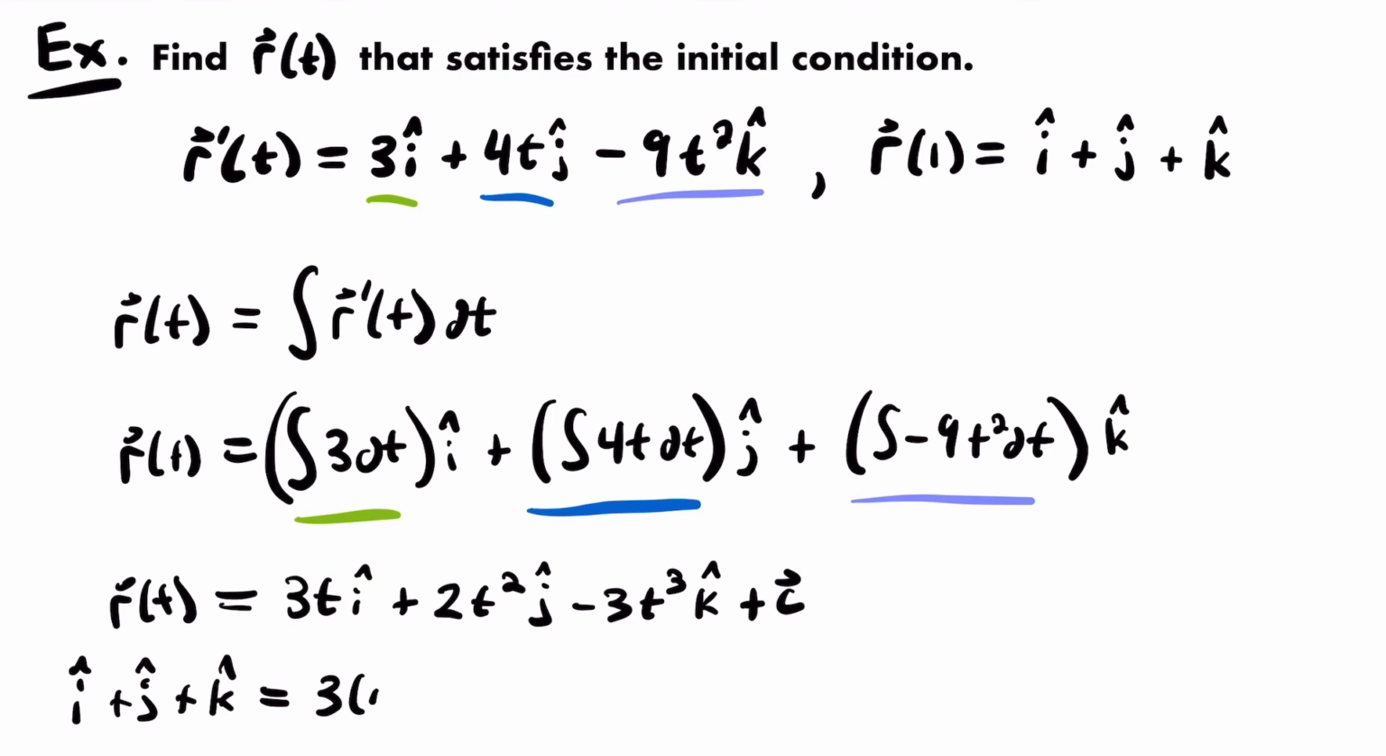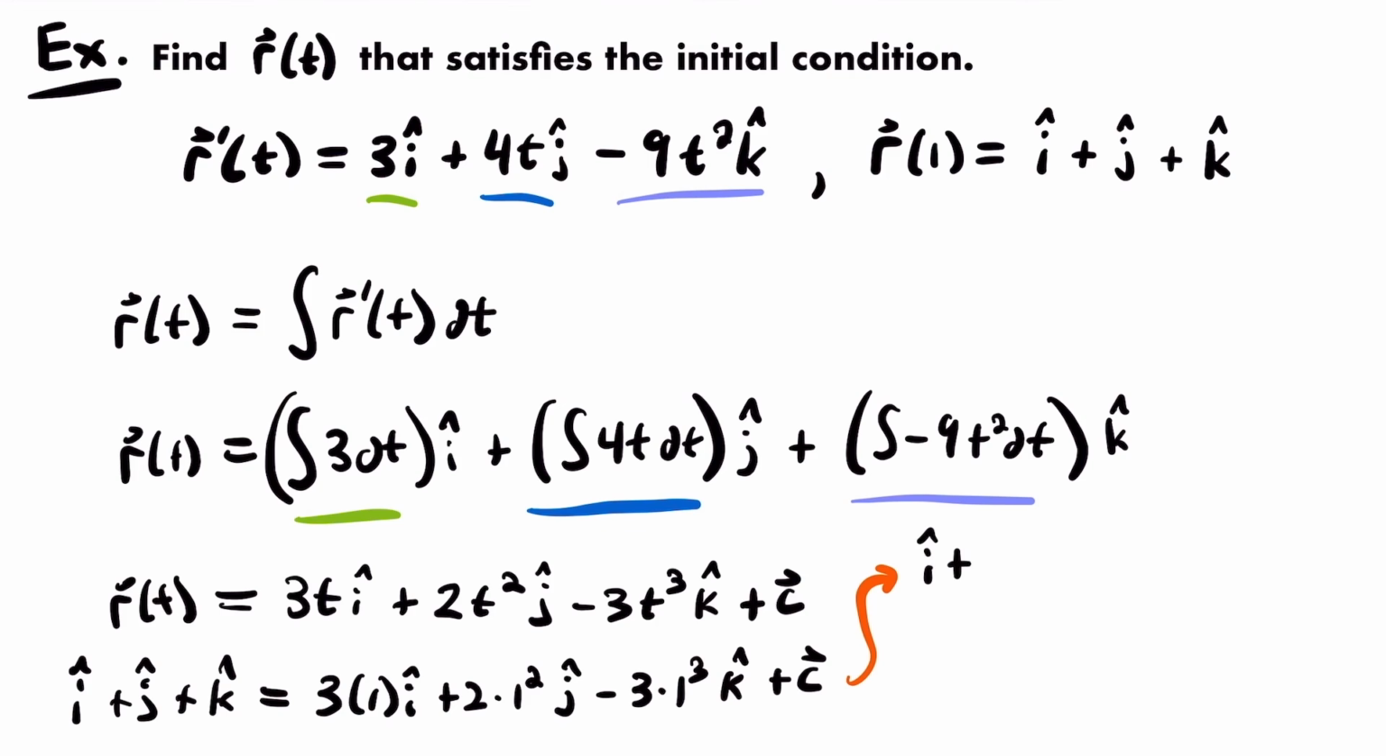So we'll have 3 times 1 times i plus 2 times 1 squared times j minus 3 times 1 cubed times k plus c. All right, 3 times 1 is 3, 2 times 1 squared is 2, and negative 3 times 1 cubed is still negative 3. So continuing our work over here, we have i plus j plus k equals 3i plus 2j minus 3k, and then plus c.